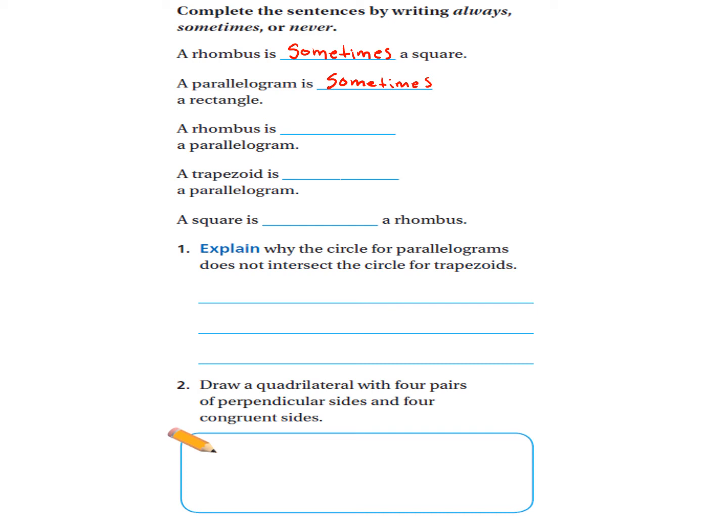A rhombus is blank a parallelogram. A rhombus is always a parallelogram because a rhombus has 4 equal sides, so it must have 2 pair of parallel sides. And a trapezoid is never a parallelogram because a trapezoid only has 1 pair of parallel sides. And a square is always a rhombus because a square has to have 4 equal sides. And we're not going to worry about this part. All right.